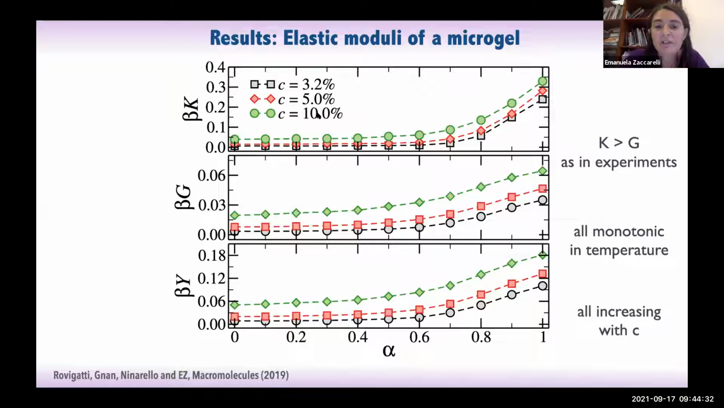For example, a stiffer microgel with more crosslinks has higher moduli, K is greater than G, and all the moduli are monotonically increasing with temperature. So the particle gets more collapsed and the moduli increase. So the particle is stiffer.